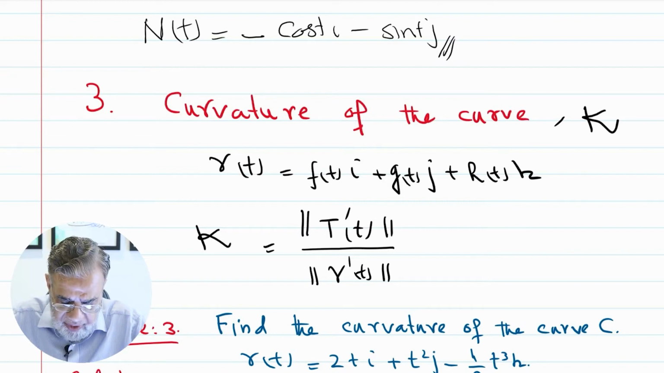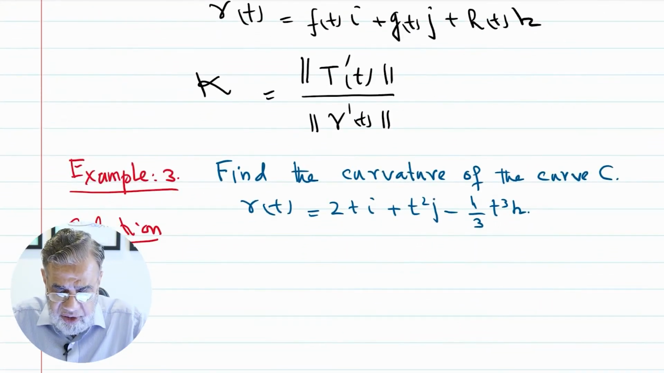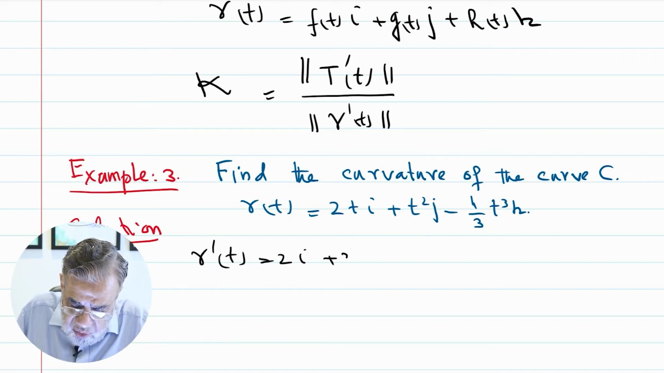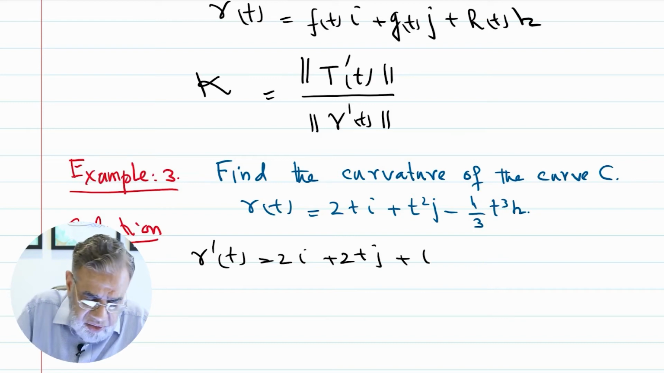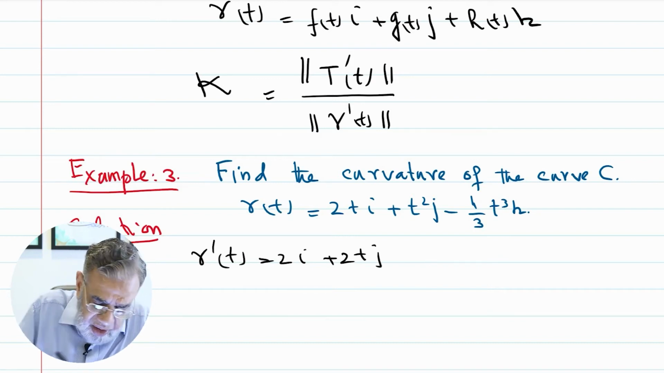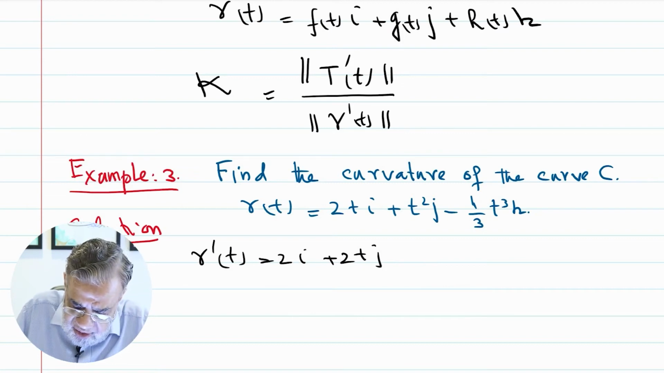I'm going to take this example: find the curvature of the curve C given by the vector function r of t equal to 2t i plus t square j plus 1 by 3 t cube k. I find r dash of t. r dash of t is equal to 2i plus 2t j plus t square k. We just take the derivative: this 3t square, the 3 is cancelled, and we get t square k.